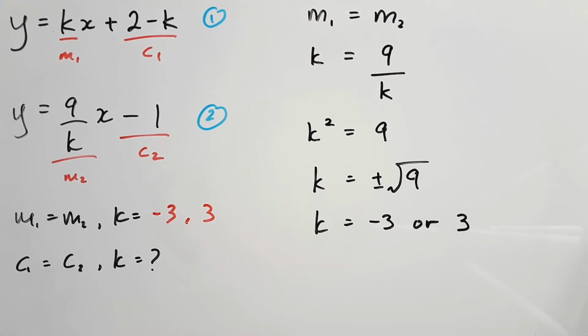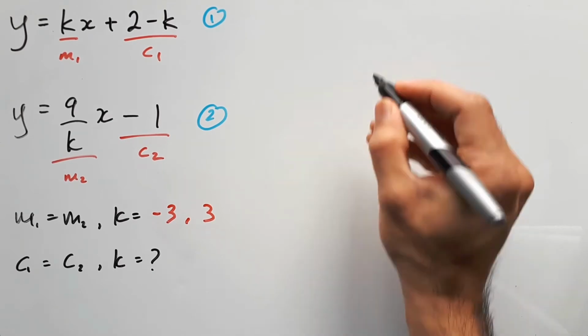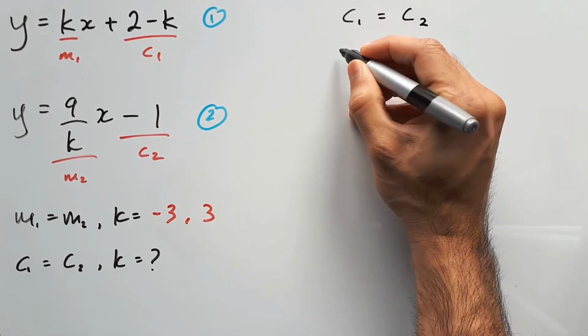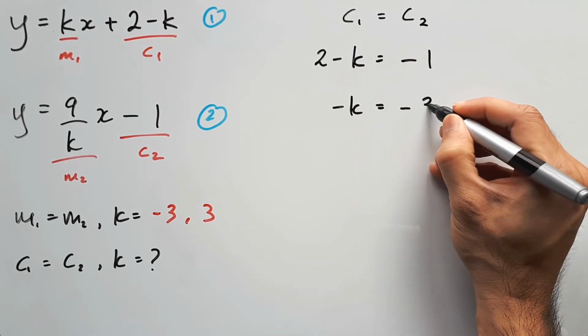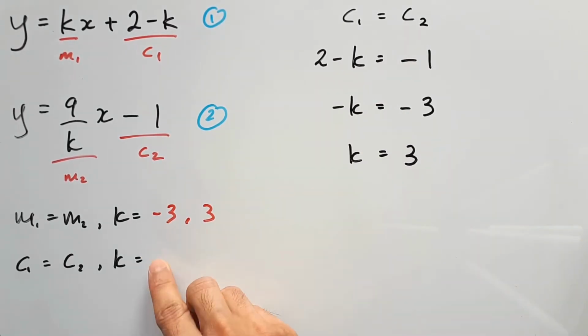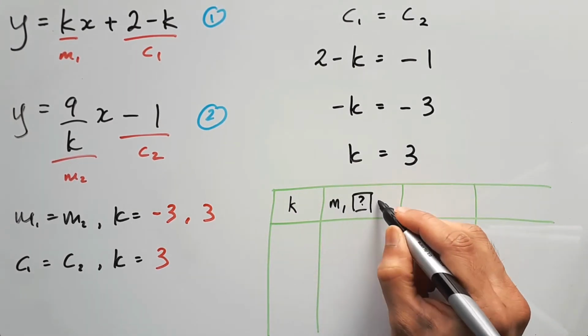So let's find out what the value of k will be when the y-intercepts match. We can see that when c1 equals c2, 2 minus k equals negative 1, and that simplifies down to k equaling 3. So at this point, it can be pretty difficult to try and decipher what's going on, and this is why I came up with a table format to try and organize this information.